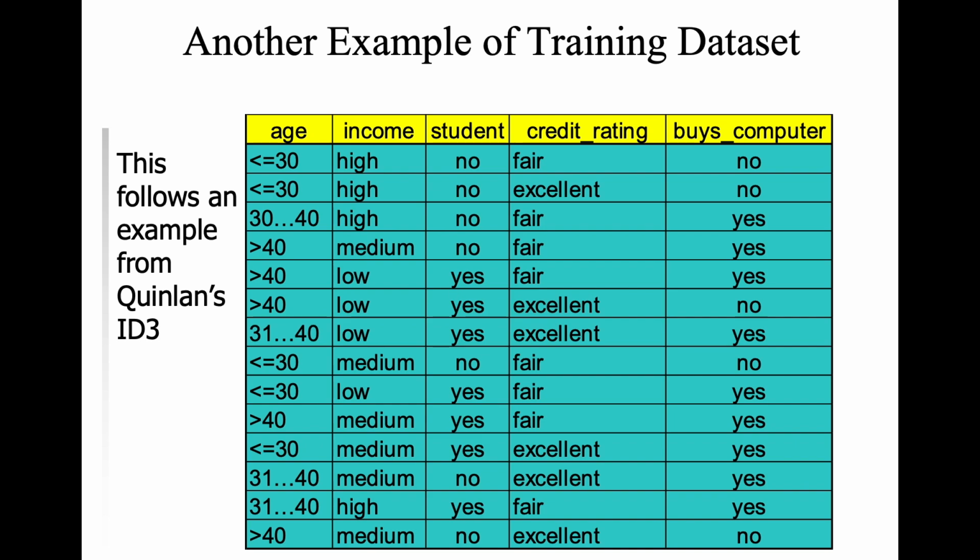So if you want to build a tree from this data, what are the nodes here? The internal nodes. When I show you the tree, it seems very simple, but if you want to create a tree from the data, there are many possibilities. But let's say we are going to start with age.